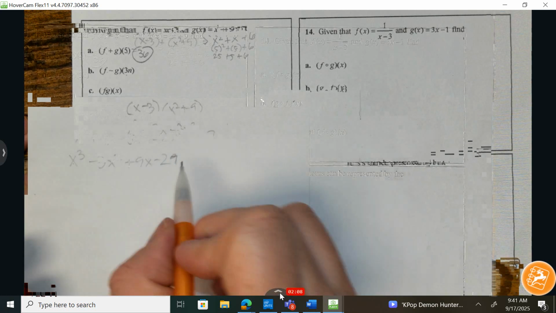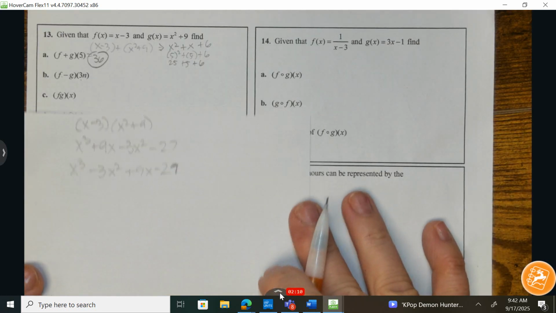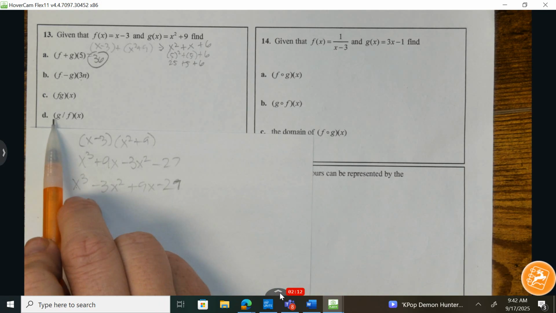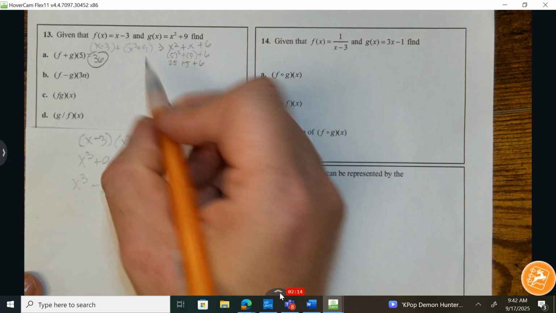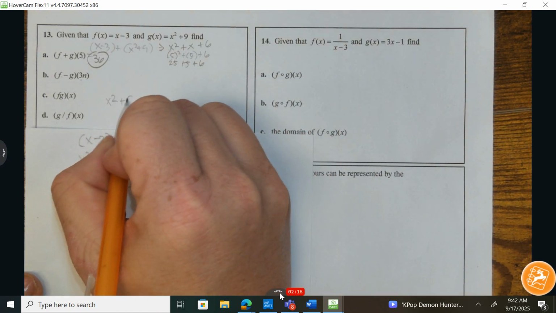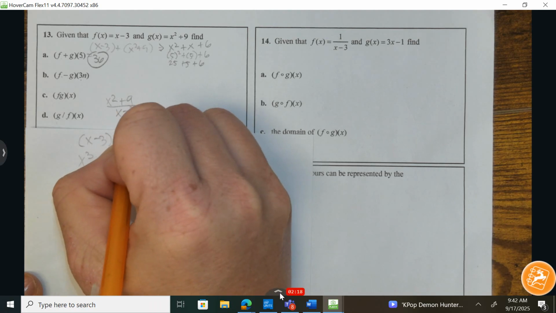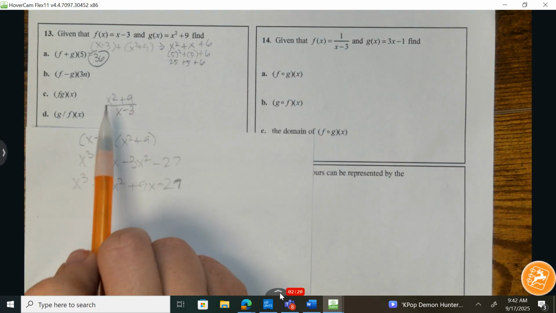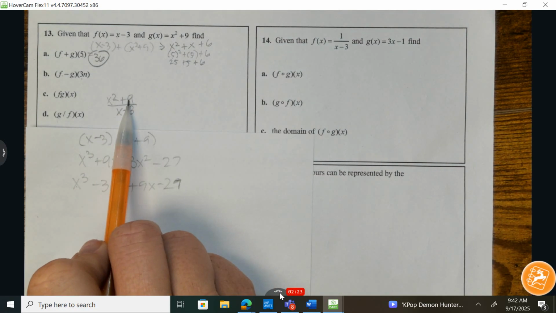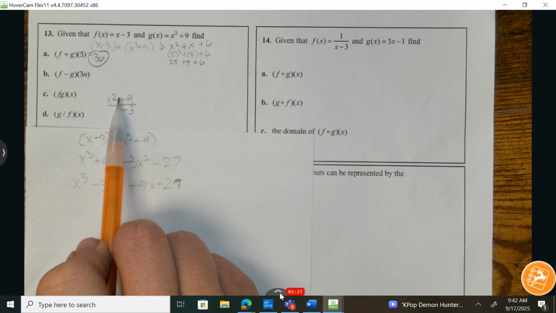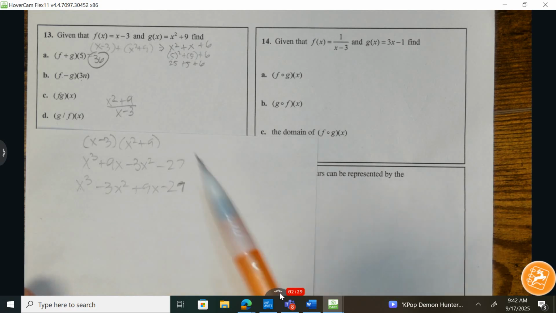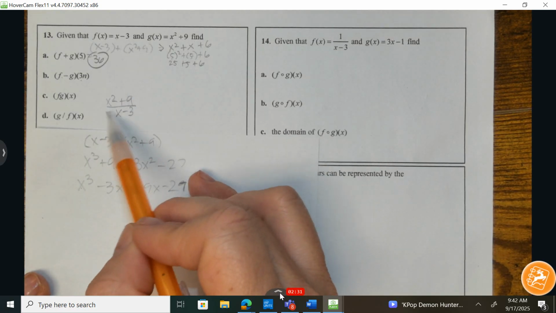Make sure that was a 27, not looking like a 29. Okay, the next one we're going to take g and divide it by f. There's nothing I can simplify. Remember, x squared plus 9 does not factor into x plus 3 and x minus 3. That only occurs when this was a subtraction. So there's nothing more I can do. So this is what I'm going to write down for part D.